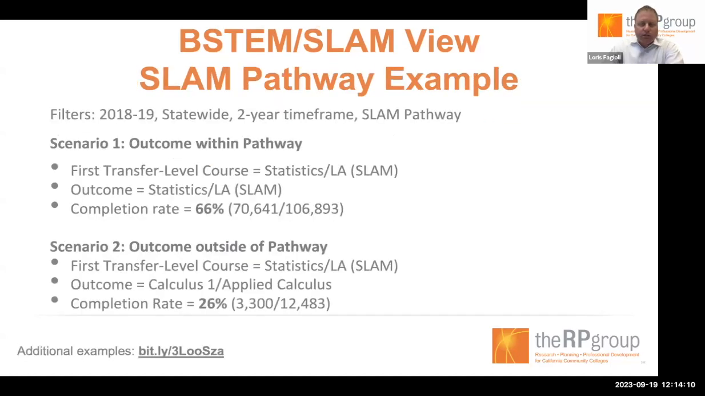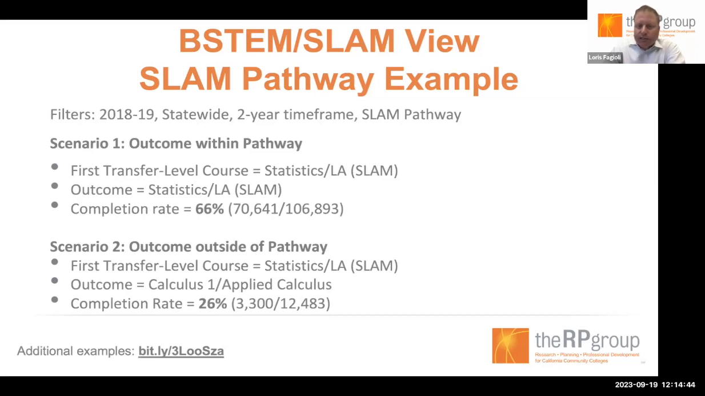All right. So again, I'm just showing you conceptually before we actually show you how that looks in the dashboard. So let's assume we select the filters at the top. You see here, filters 18-19. So we select a cohort of students who started in 18-19, meaning their first math course anywhere in the sequence was in 18-19. We're looking at statewide numbers. We're looking at a 2-year time frame, meaning we're checking after 2 years after their first math course, have they completed the outcome that you select?